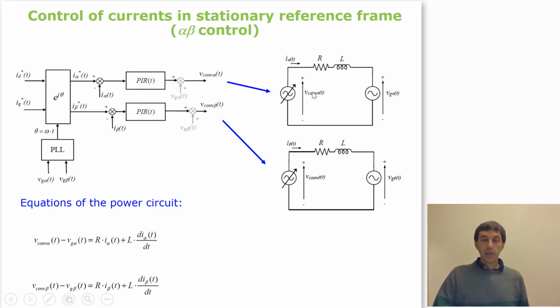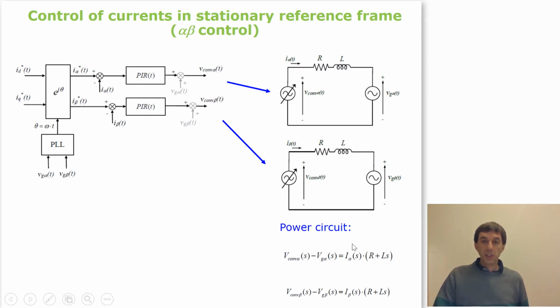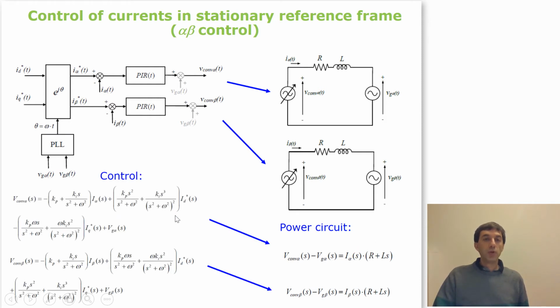So now, if we analyze the time domain equations of the power circuit, the grid, filter, and the power electronic converter, we have these two equations in time domain, while if we apply the Laplace transform to these two equations, we obtain these two other equations depending not on time but on the S operator, as in here. So if we combine these power circuit equations with the previously derived control equations provided by the current control, these two loops that have this structure, the equations have been derived in the previous slides.